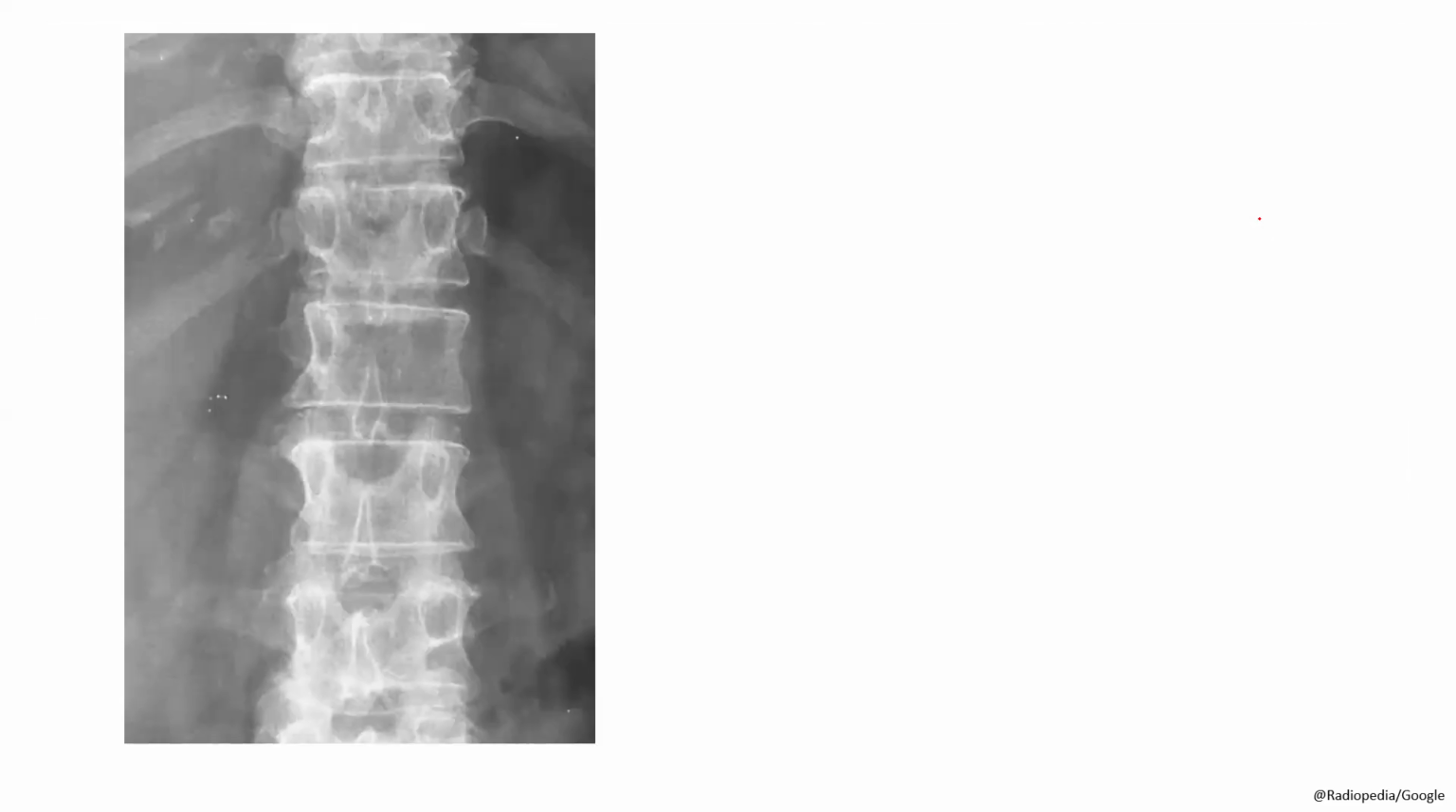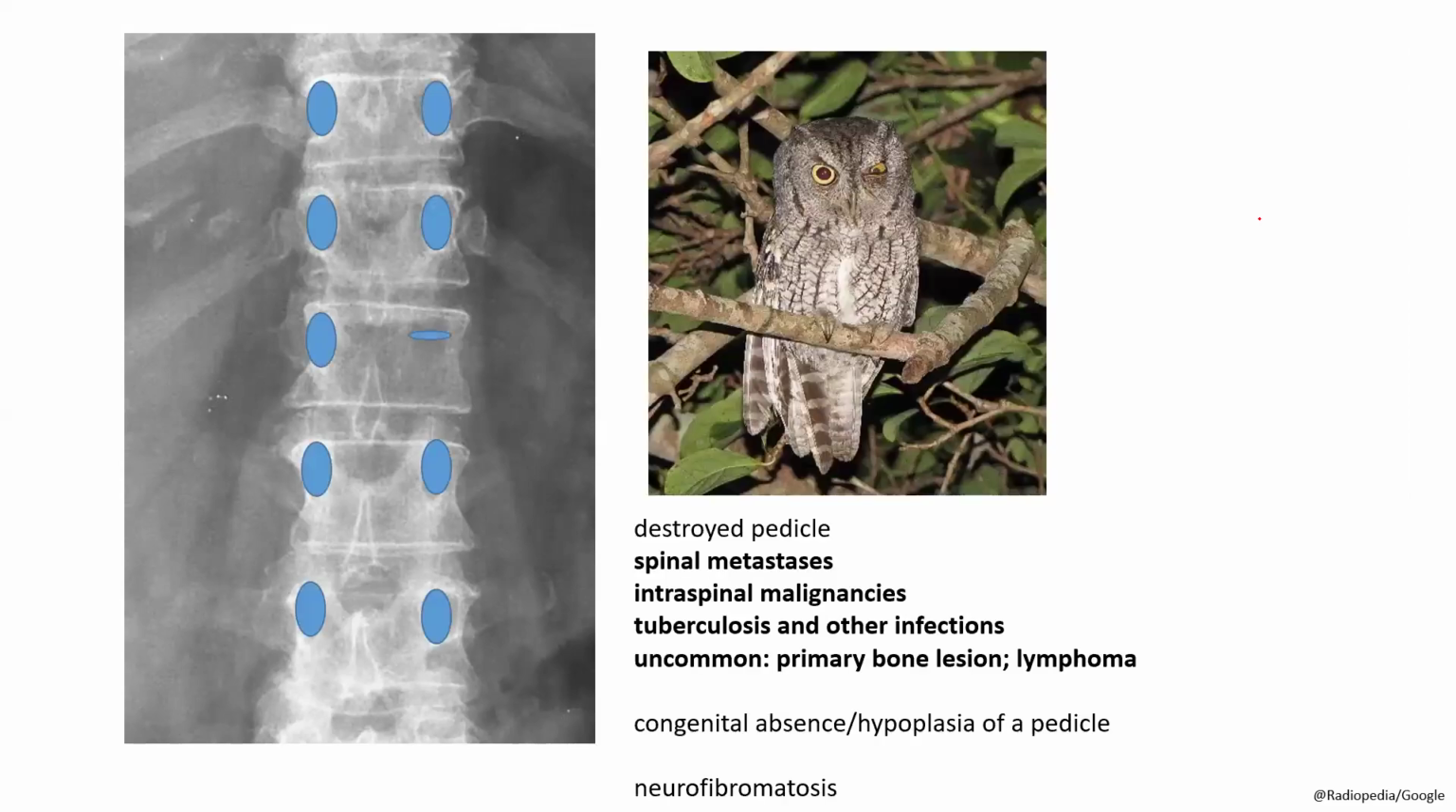What is this sign? This is winking owl sign. It is because of a destroyed pedicle. It can be because of metastasis, or it can be because of infection, or there can be congenital absence or hypoplasia of the pedicle, or it can be because of neurofibromatosis. So this is winking owl sign.